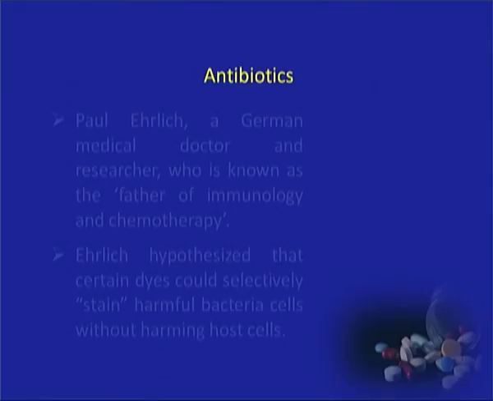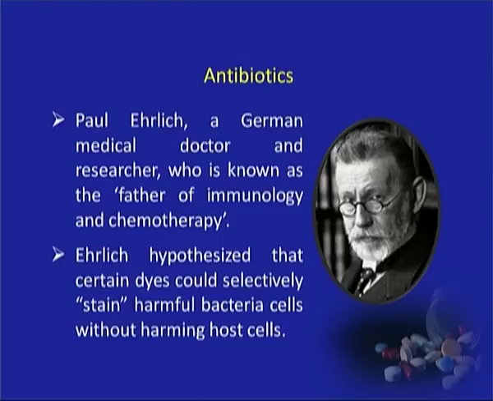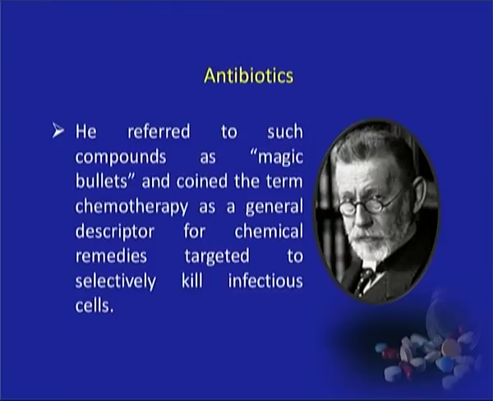Let us discuss the history of antibiotics. Paul Ehrlich, a German medical doctor and researcher, is known as the father of immunology and chemotherapy. Ehrlich hypothesized that certain dyes could selectively stain harmful bacterial cells without harming host cells. He referred to such compounds as magic bullets and coined the term chemotherapy as a general descriptor for chemical remedies targeted to selectively kill infectious cells.